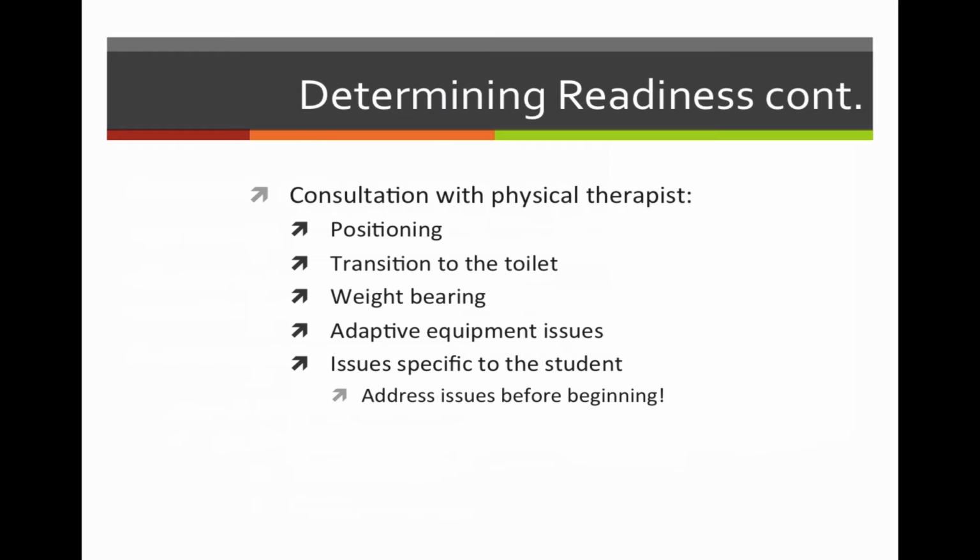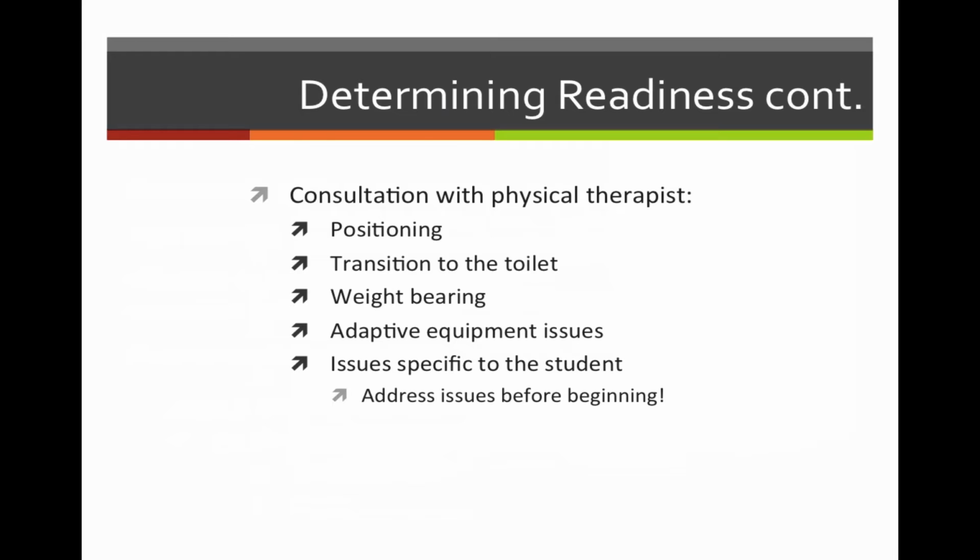We want to make sure something's in place. Some other things is we want to consult with a physical therapist about what positioning things might be needed, if there's any specific considerations for transitioning a kid, how do we support and transition to the toilet. These are not necessarily the folks that are going to be 100% independent for using the toilet, but our goal is always maximum independence.